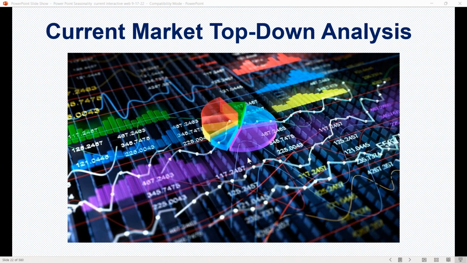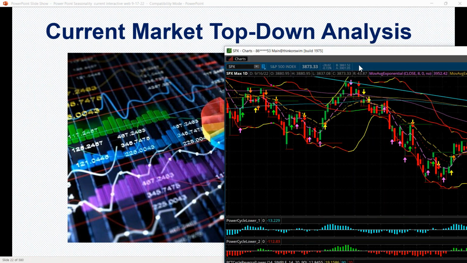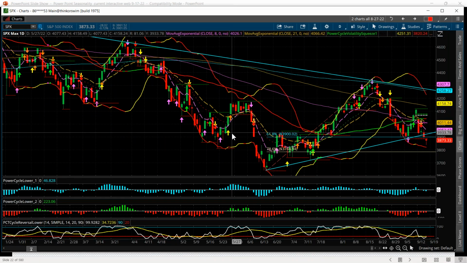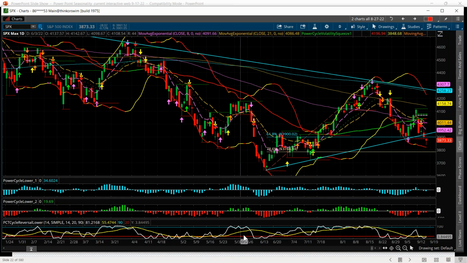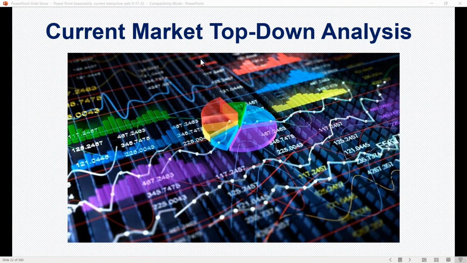So question, which tools support this seasonality chart? Well, these are my trading tools. This is my power cycle trading model, which is based on momentum and a reversal indicator that I've put together. So if that's your question, I'm not sure. All right, so let's take a look.